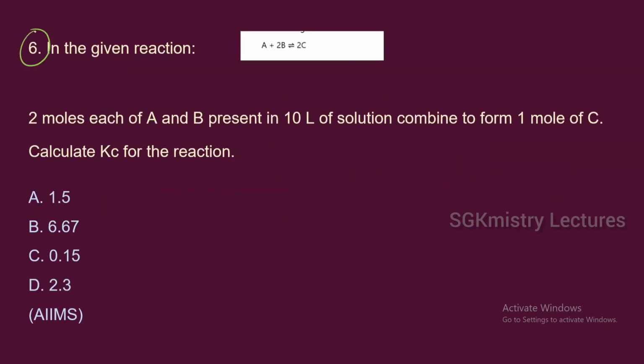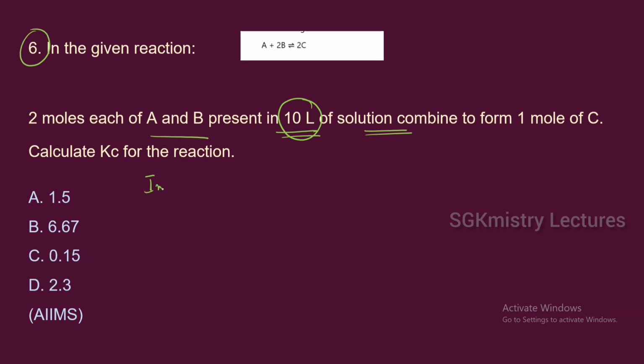Next, question number 6. One reaction has been given: A plus 2B gives 2C, 2 moles each of A and B present in 10 liters of the solution. So in this 10 liters of solution, 2 moles of A and B are present. So which is the initial concentration?